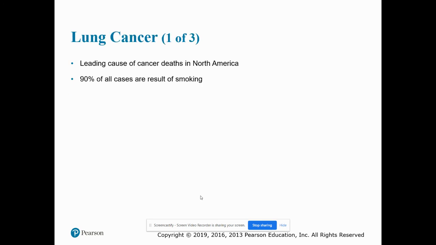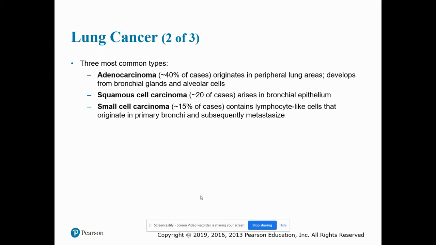Lung cancer is a leading cause of cancer death in North America. 90% of all cases are the result of smoking. The three most common types, I'm not going to ask you about these, I'm just going to mention them real fast. Adenocarcinoma, squamous cell carcinoma, and small cell carcinoma.